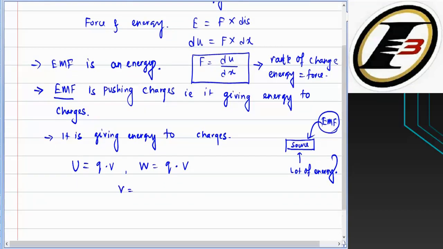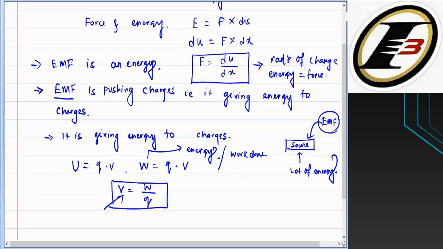Similarly, potential is work done by charge. Now what is this work done? This work done is nothing but energy. Energy or work done, both are the same. So this potential is equal to W by Q. Now what is this potential difference or this potential? That is work done upon charge. The amount of work done while moving a charge is the potential.